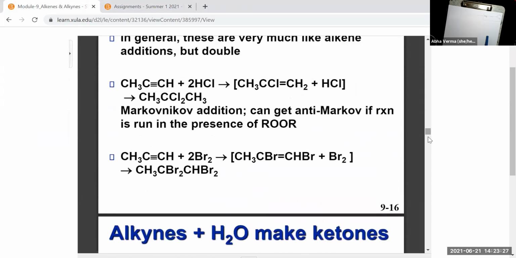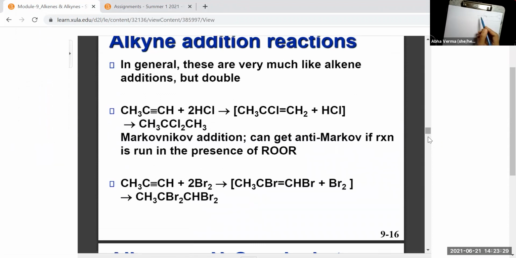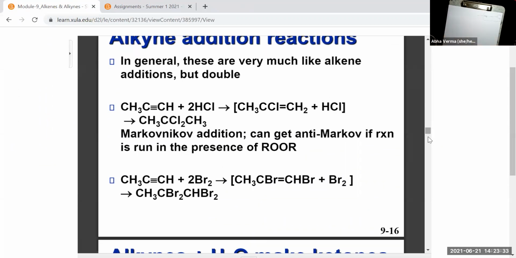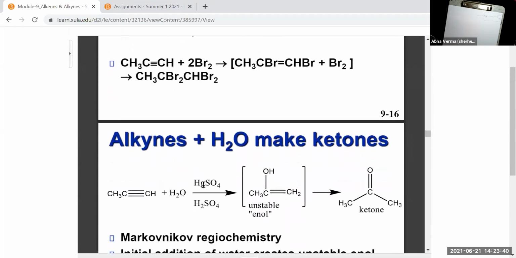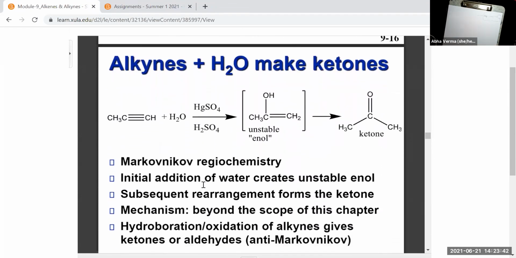Now we are looking at the alkyne additions, right? If you look at this particular reaction, the HCl and the halogenations, we already covered these two at the back. And we are now looking at the hydrogenation reactions. We are also trying to figure out how these alkynes can be formed.